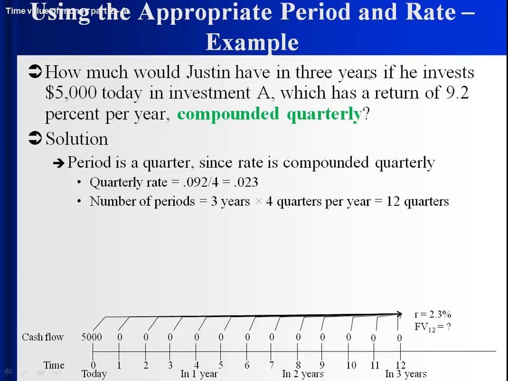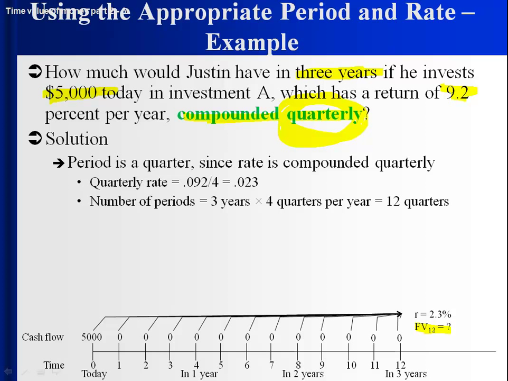Finally, how much would Justin have in 3 years? He invests $5,000 today in an investment, return of 9.2% per year, compounded quarterly. So the compounding is quarterly. Therefore, we know that time periods are a quarter. We want to know how much he'll have in 3 years. Well, 3 years is 12 quarters. So what we really want to know is how much he'll have in 12 quarters.